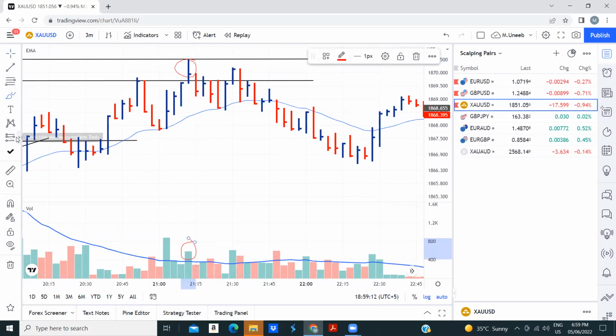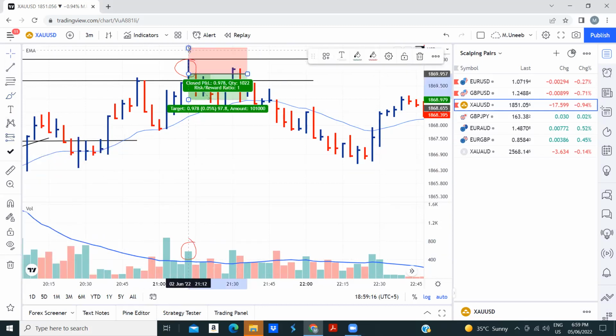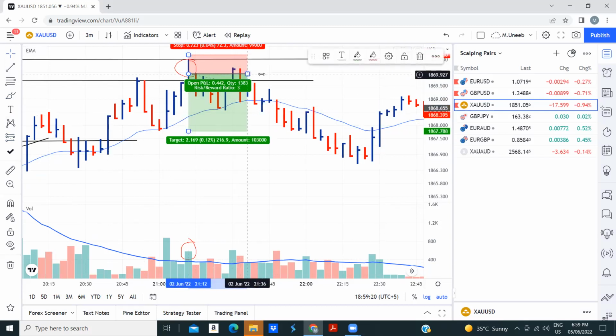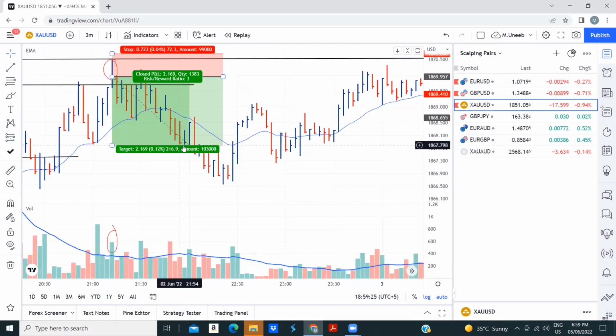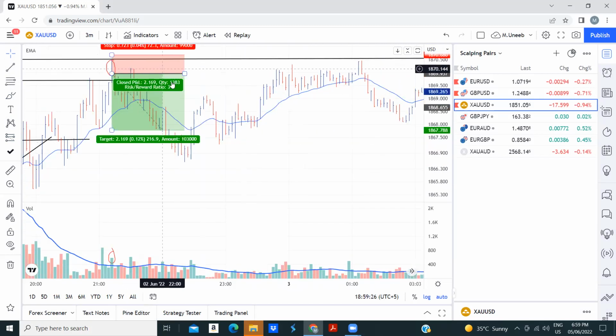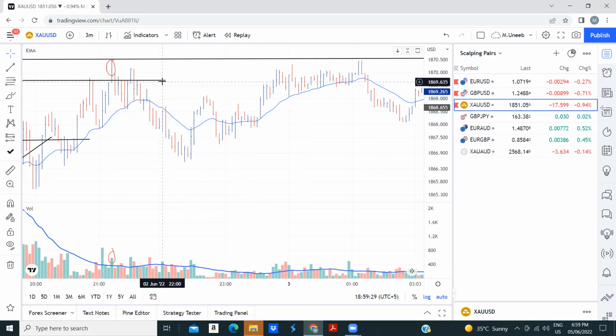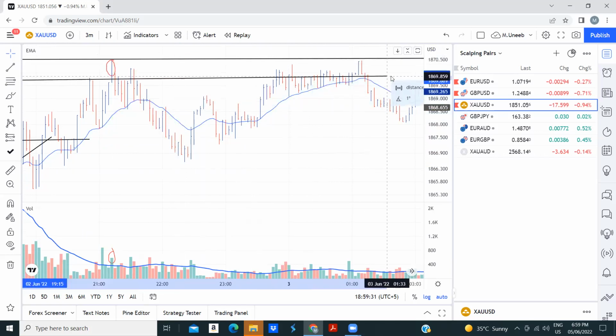Effort versus no result. You can enter over here. And now you can enter over here. Your stop loss would be here. Your take profit can be just this one. Got it? And then the price came back here. Okay, tested it multiple times. As the price is testing it, you can take multiple positions.